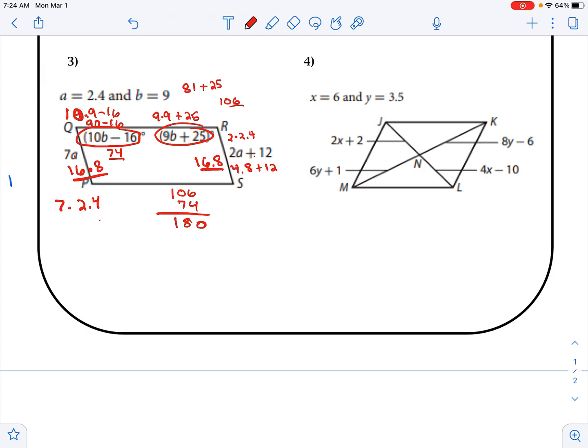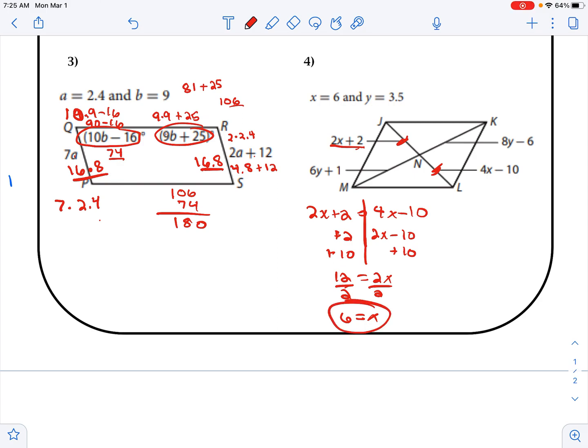Last one, again, we could do the same thing. We could set them equal. We could say 2x plus 2. This side needs to equal this side, 4x minus 10. I could do it that way and subtract the 2x and get 2x minus 10 equals positive 2. Add the 10. So 12 is equal to 2x. Divide by 2. So 6 is equal to x. Hey, that's what it should be.